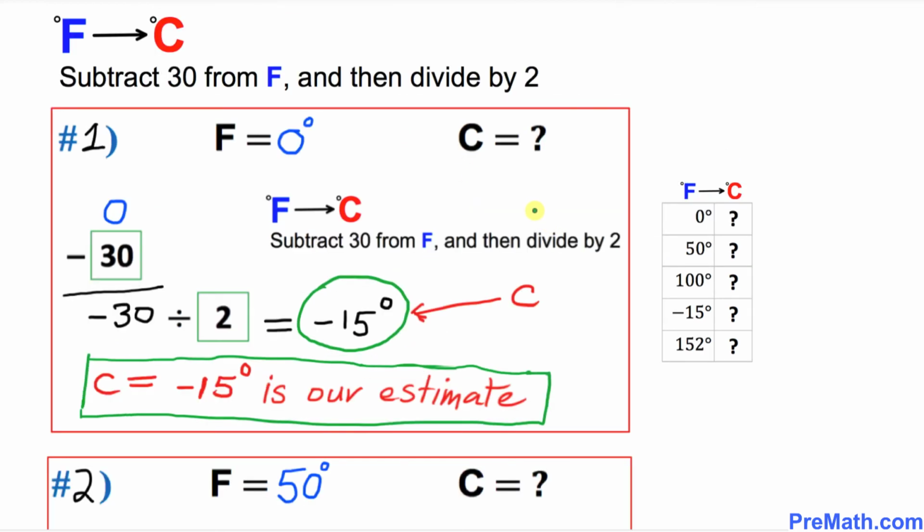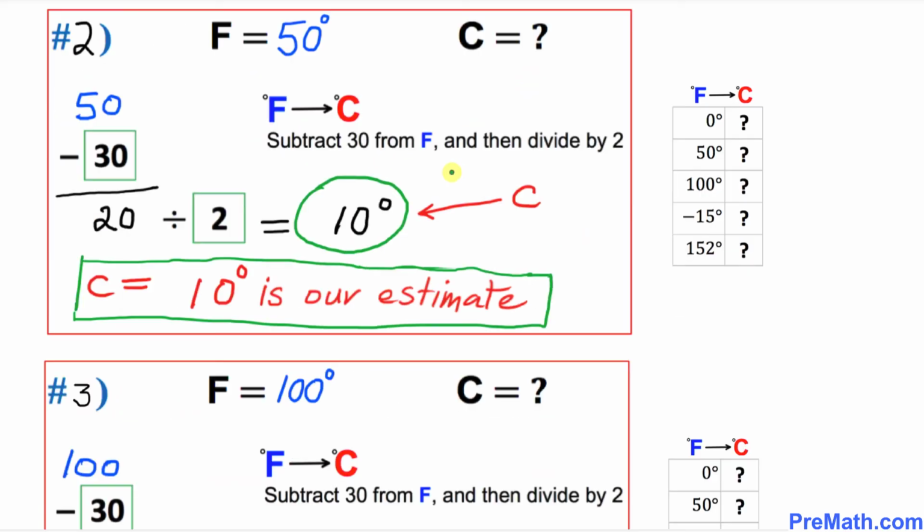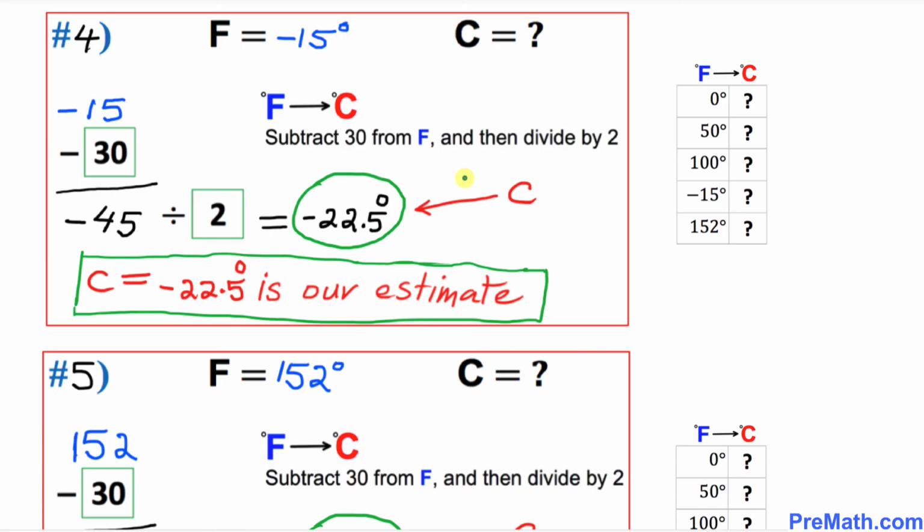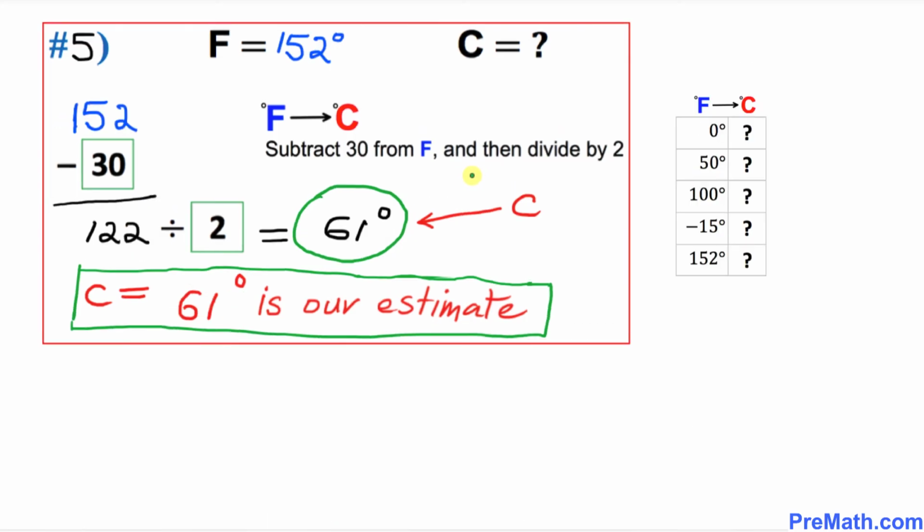And here is part 2. In this case, you're going to see the solutions from degrees Fahrenheit to degrees Celsius. And this is the solution to question number 1, solution to question number 2, solution to question number 3, solution to question number 4, and finally solution to question number 5.